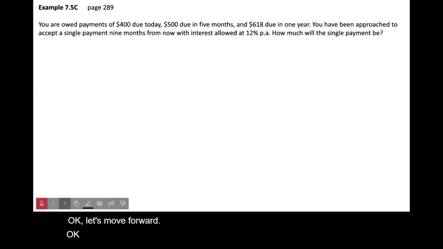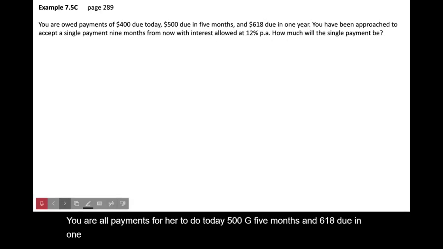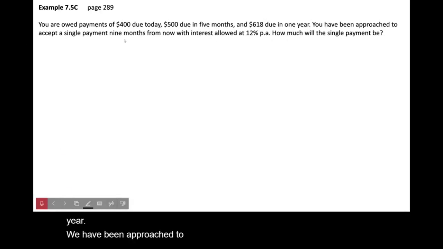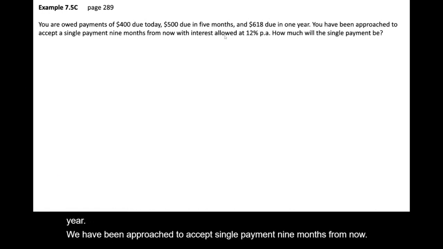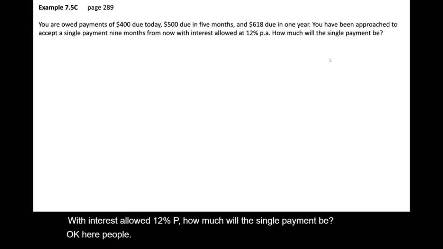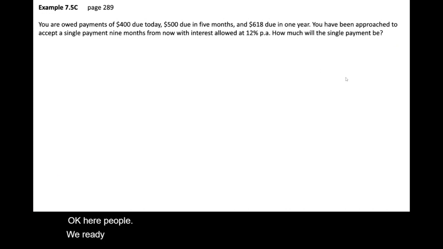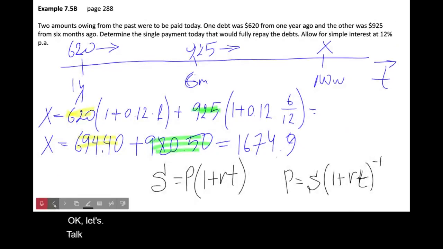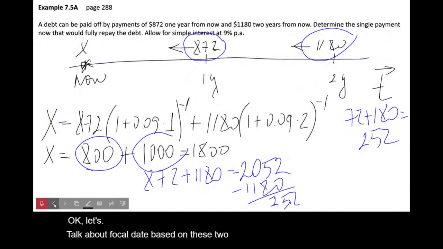Okay, you are owed payments: 400 due today, 500 due in 5 months, and 618 due in 1 year. We have been approached to accept a single payment 9 months from now. With interest allowed at 12%, how much will the single payment be? Okay, here, people, we are ready to introduce the so-called focal date. Let's talk about focal date based on these two questions.